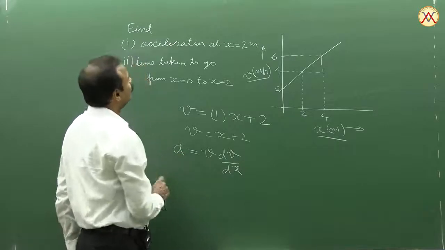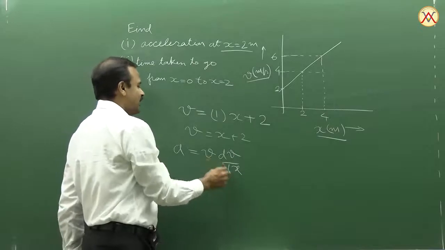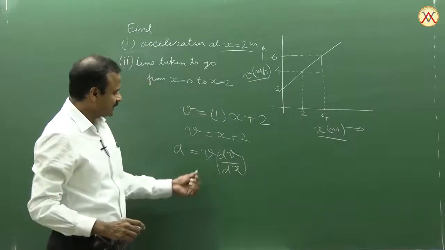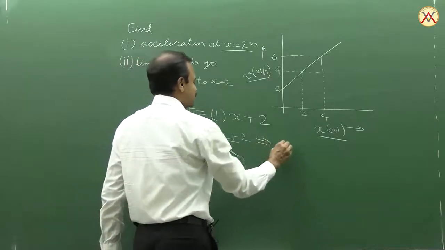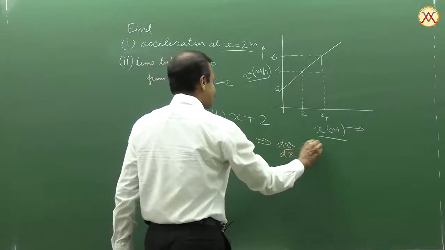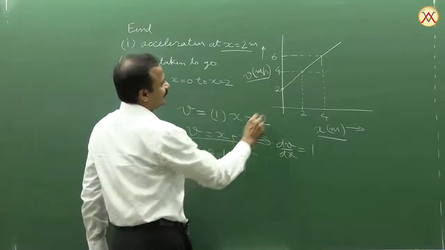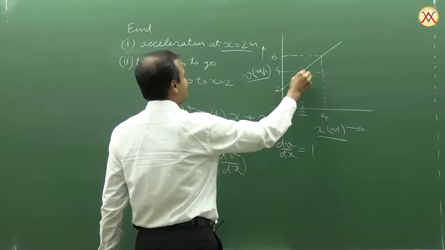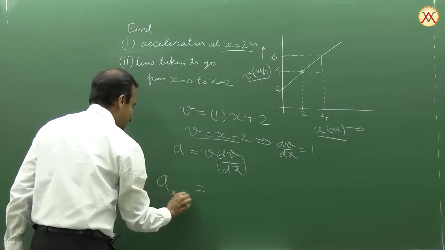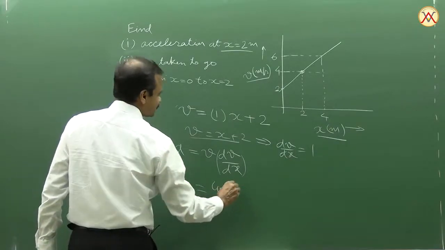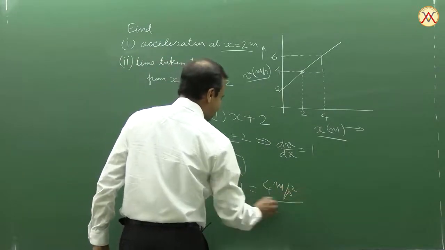So we had to find acceleration at 2 meters. What we have to do is put the value of v and dv by dx at 2 meters. Now dv by dx is a constant. You can differentiate this to get dv by dx. In fact, dv by dx is 1. It is basically the slope of this line. And the value of v at x equal to 2 is 4. So acceleration at x equal to 2 will be 4 multiplied by 1, meaning 4 meter per second square.